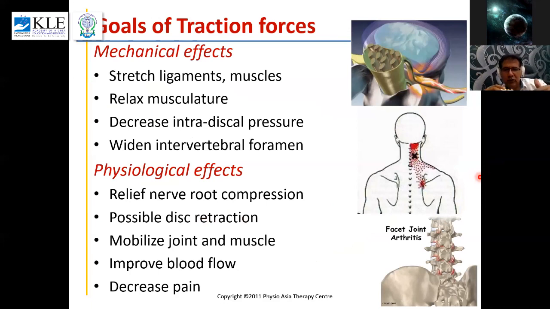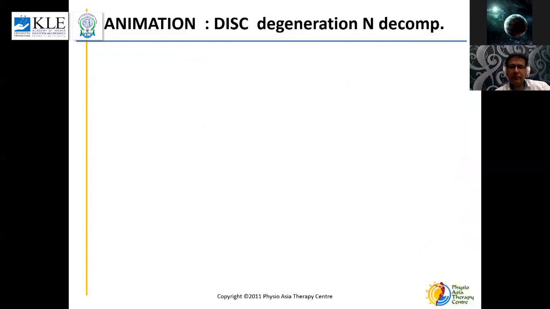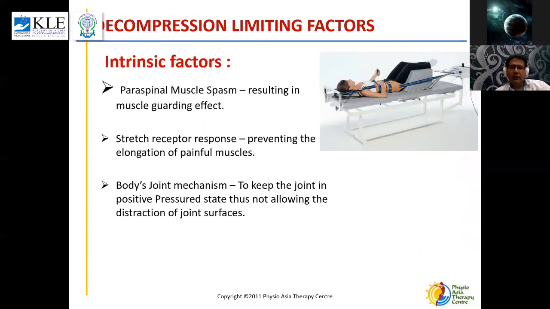And you're looking at physiological effects. So there are certain mechanical effects taking place, which will translate into physiological effects such as nerve root relief, disc retraction, mobilization of joints, and improved circulation. What is important to understand is the factors that do not allow decompression to happen. So why don't we get such great results with standard traction forces? Because we are unable to address certain issues in these devices.